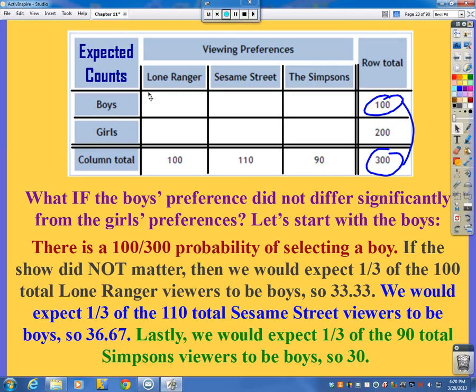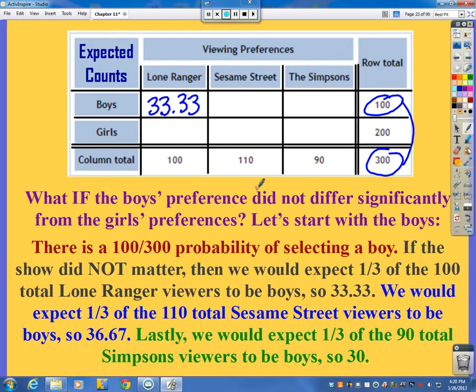If the show did not matter, if it doesn't really matter which of the 3 shows they would pick, we would expect 1/3 of the 100 boys to like the Lone Ranger. So 33.33. Okay, so think about this number right here. We would expect out of 100 boys here, 1/3 of them, because there are 3 shows total here, to like the Lone Ranger.